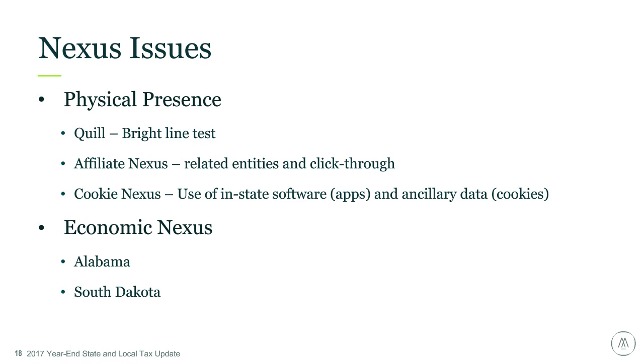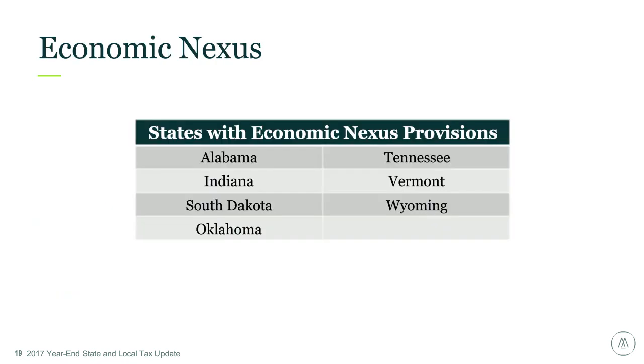This is a list of states as of, I think, about July or August that have some sort of economic nexus rules. Keep in mind each state has different thresholds on dollar amount, number of transactions and such. But be aware that other states are copying what Alabama and South Dakota have done and hoping to get along.